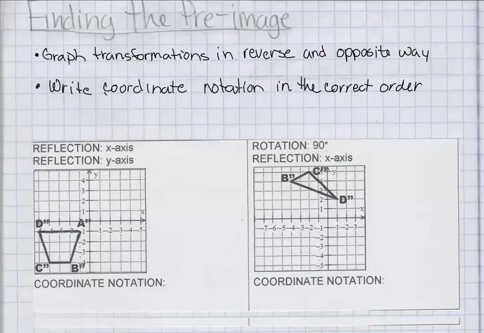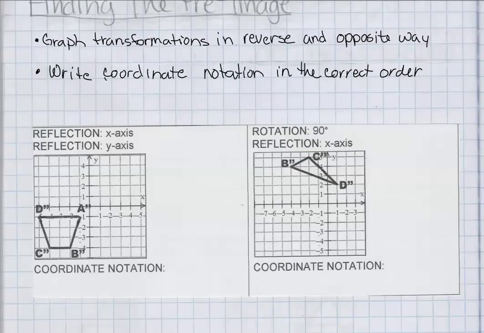And of course, I will show y'all examples of all of that. So the first thing that happened to this picture is it was reflected across the x-axis, then it was reflected across the y-axis. But we have to do this in reverse because this is the order that it went originally. Well, we have to go backwards to figure out what the preimage looked like.